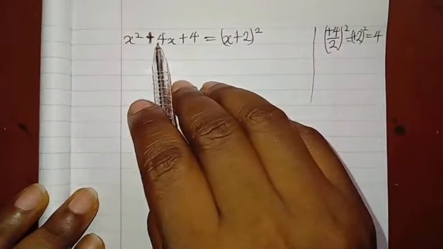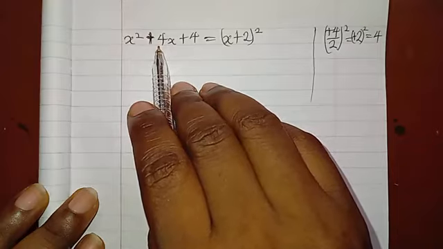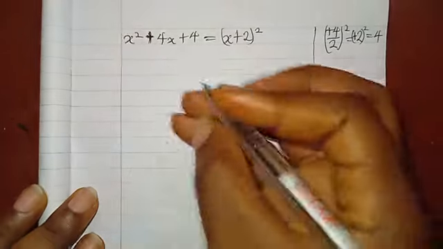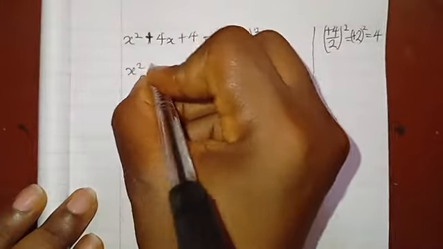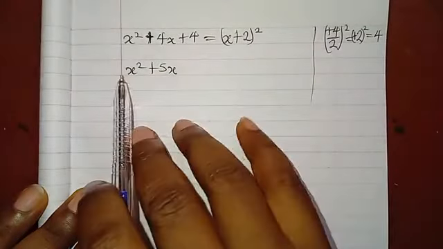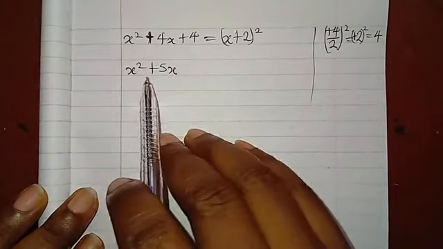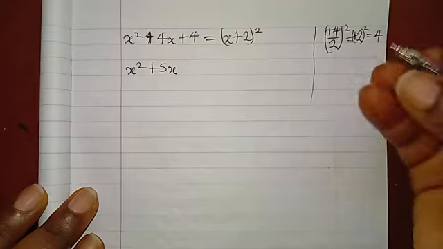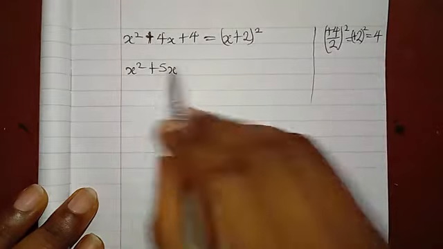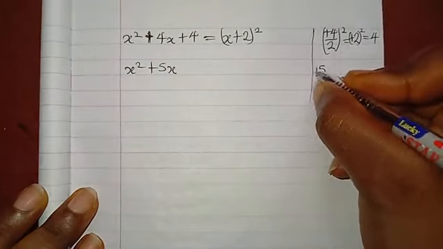We've been working with the coefficient of x as an even number. Let's say it's an odd number. How do we handle that? So let's have this example: x squared plus 5x, an odd number this time. What do we add to x squared plus 5x to make this expression a perfect square? The coefficient of x is 5. We are going to divide it by 2.